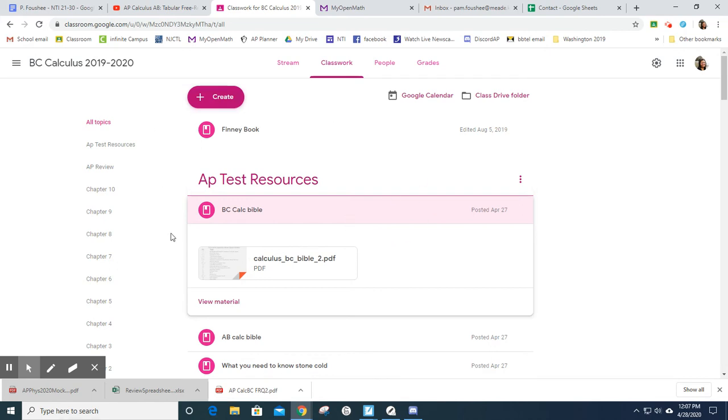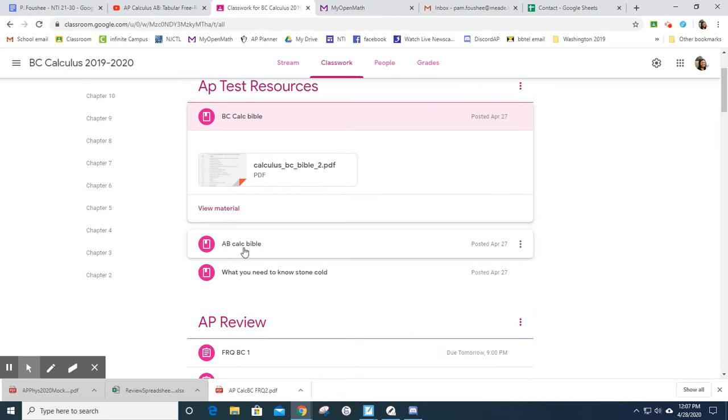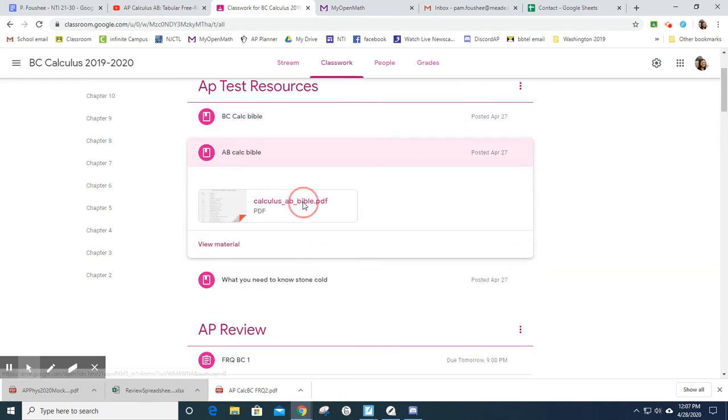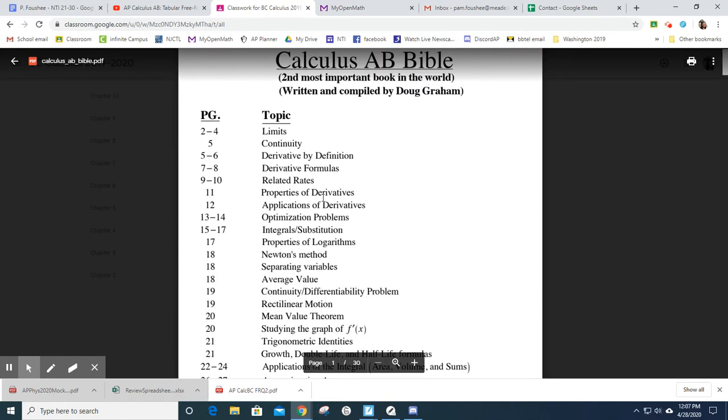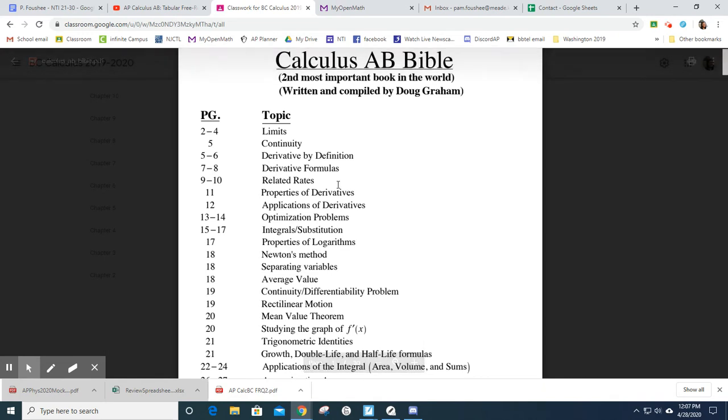Okay, thank you. Right here on your AP Classroom is what's called the BC Bible, the AB Bible, and it just has all kinds of stuff in it. Here's one thing I really want to stress to you guys, I've been stressing to AB also. Whenever you use the mean value theorem, the intermediate value theorem, the extreme value theorem, if you know you're going to have to use those, make sure that you talk about being continuous and differentiable. You have to say why you can use it.